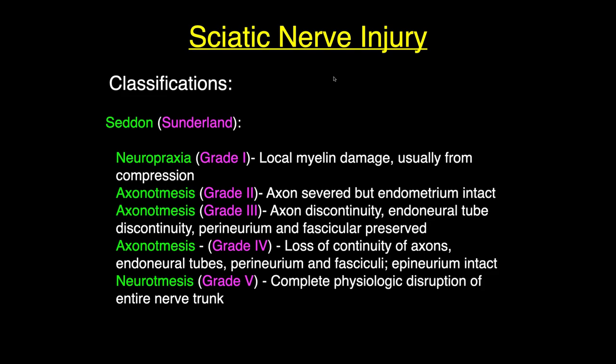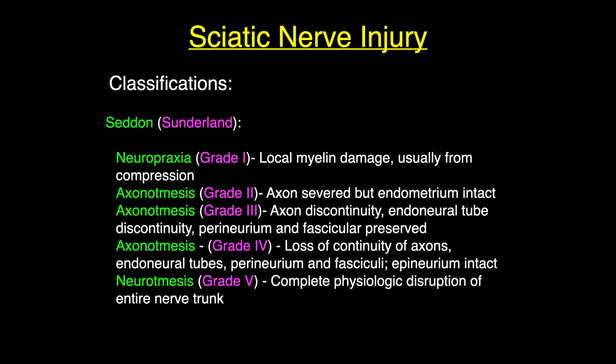So as far as classification systems, the two common ones are the Seddon and the Sunderland. In the Seddon, they use the term neurapraxia, where you get local myelin damage, usually from compression, and this would be a grade one under the Sunderland classification. Next you have axonotmesis, which would be grade two under the Sunderland classification. An axon is severed, but the endoneurium is still intact. And then you have a grade three where the axon has discontinuity and the endoneurial tube is discontinuous, but the perineurium and the fascicles are still preserved.